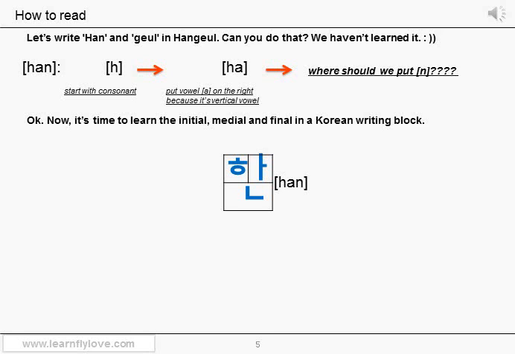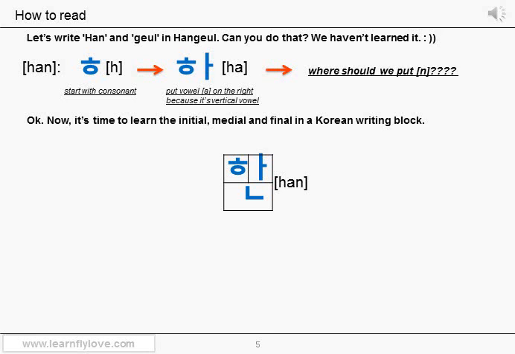H-A-N, right? Then let's draw the consonant first, as we learned. Put the consonant H first, which sounds like H in English. And put the vowel A on the right, because it's a vertically drawn vowel. Then, where should we put N?